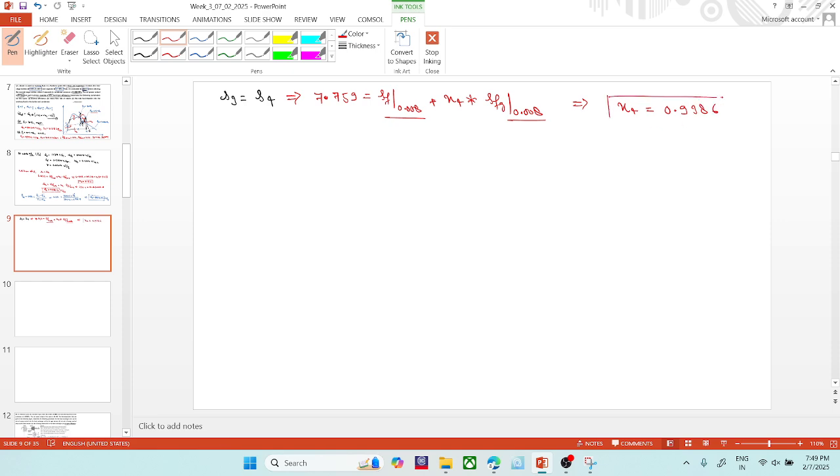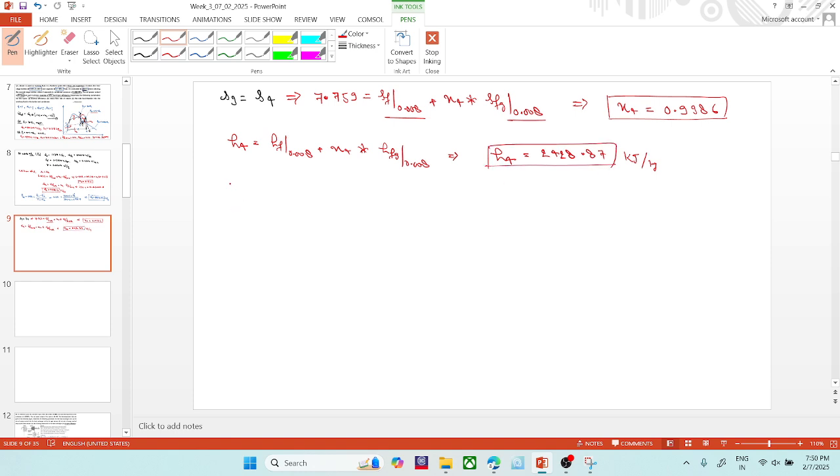0.9386. By the help of this X4, we can calculate the enthalpy at point 4. So the H4 would be HF at 0.008 plus X4 into HFG at 0.008. This value we will get when we put these values. The H4 would be 2428.87 kilojoule per kg.